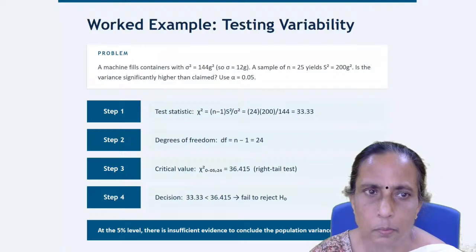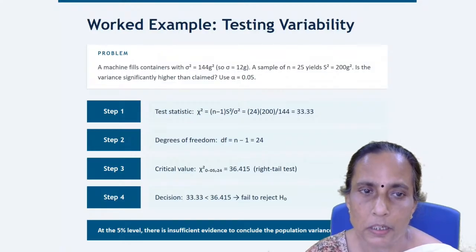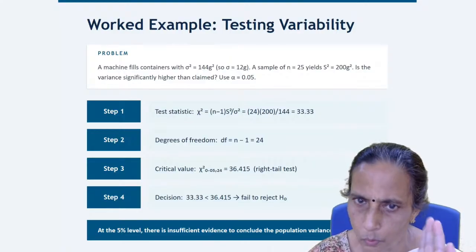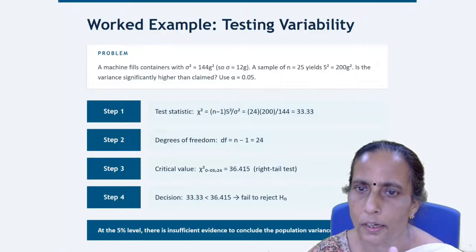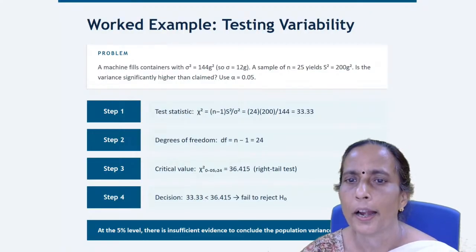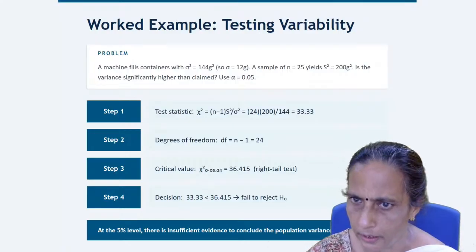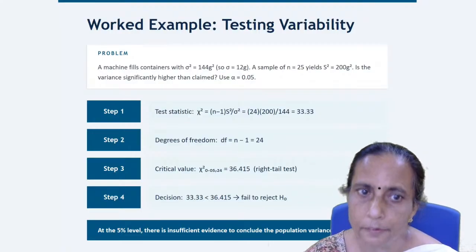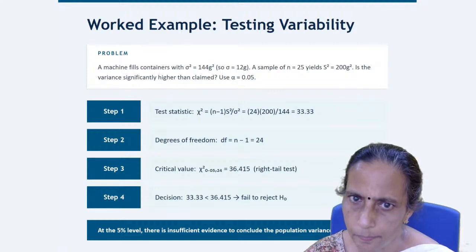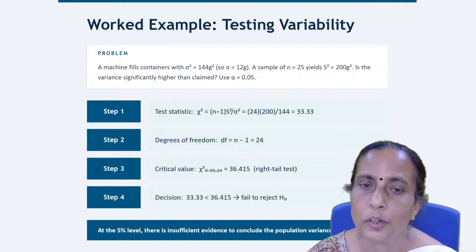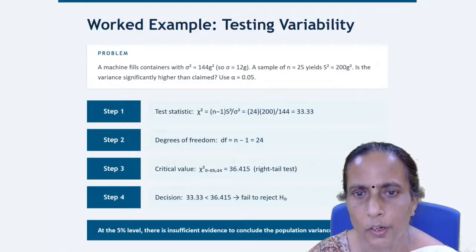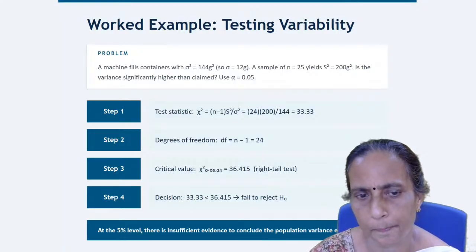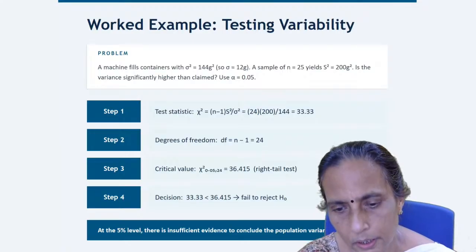Suppose, as a small example worked out, a machine fills containers with sigma square equal to 144 gram square. So sigma, that is standard deviation, is equal to 12 gram, and a sample of n equal to 25 yields s square equal to 200 gram square. So is the variance significantly higher than claimed? We take the level of significance as 0.05, or 5% level of significance.